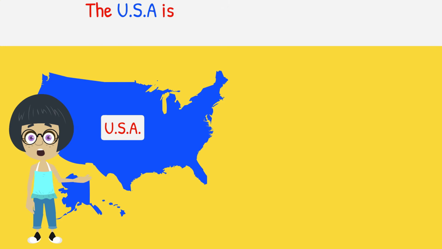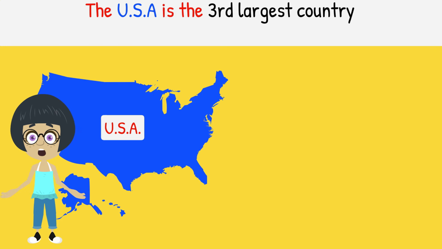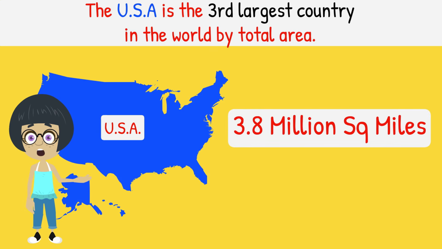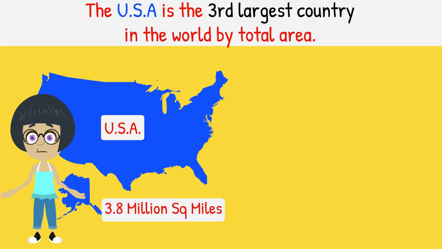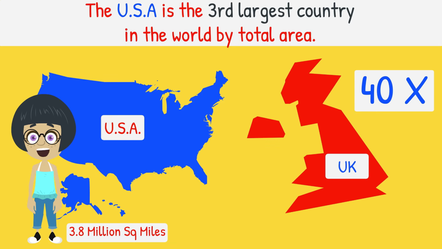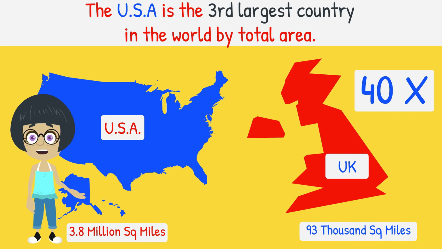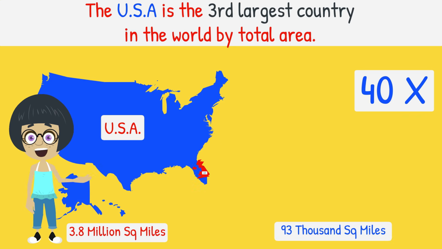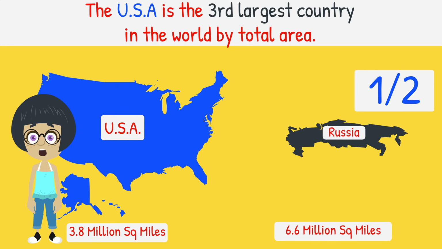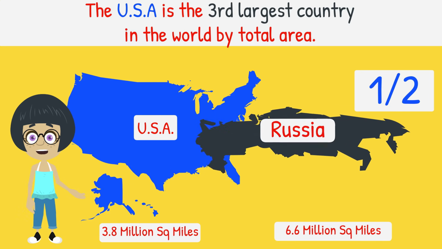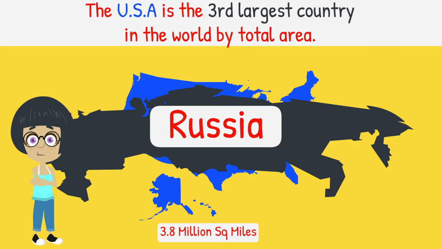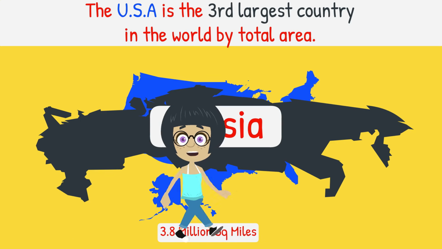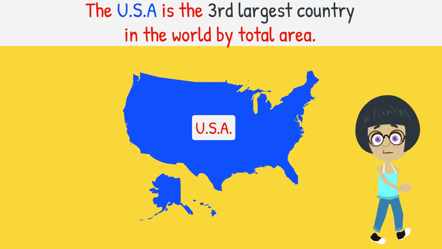The USA is the 3rd largest country in the world by total area, at 3.8 million square miles. It is 40 times the size of the UK, which is only 93,000 square miles. But it's half the size of Russia, which is 6.6 million square miles. In fact, Russia is the largest country in the world.